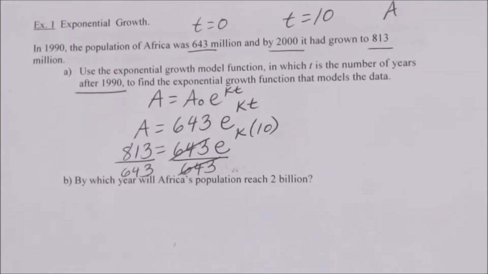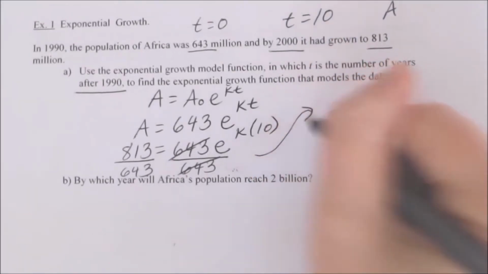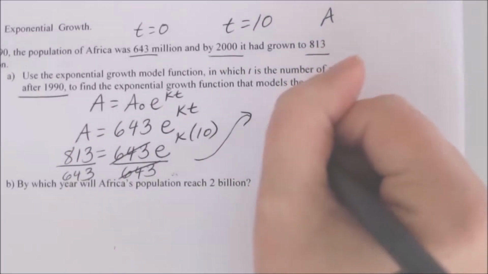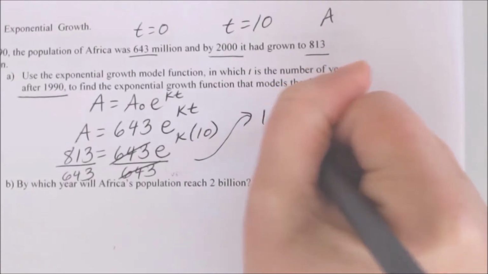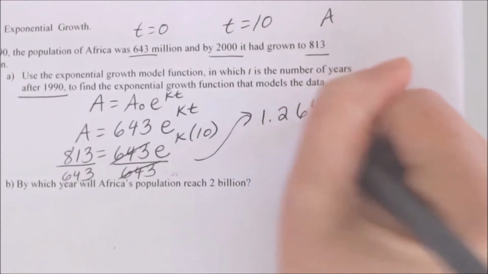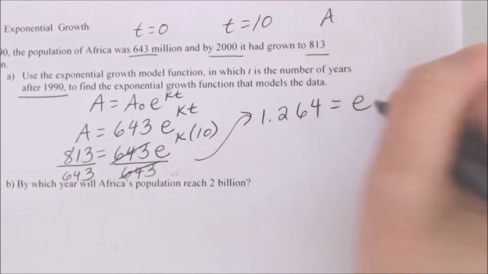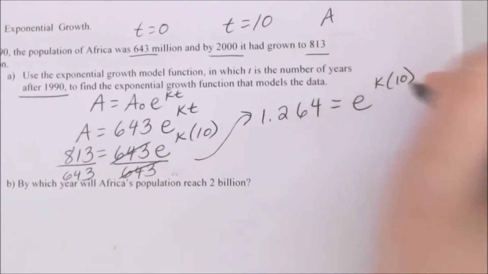Make sure you leave a few decimals in your answer. Let me come over here and write where we're at. I'm getting a decimal. Check my math with your calculator as well. I've got 1.264 equals e to the k times 10 power.